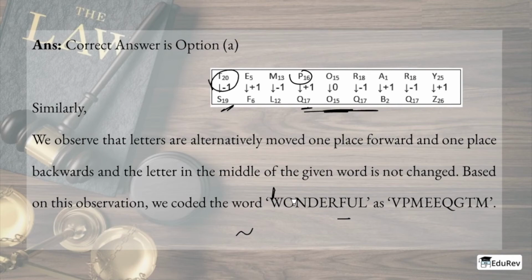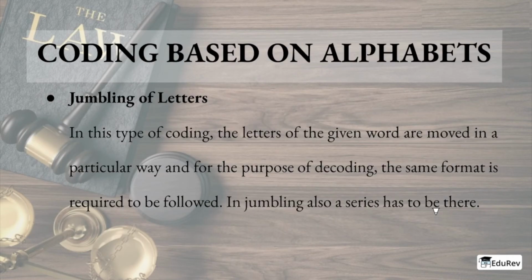Then 0, I have to do +1, then -1, then +1, then 0, then -1, +1, -1, +1. So in this exact same pattern of +1, -1 and 0, I basically have to find out what to write in place of wonderful, and that is going to be this term. So now let's move forward, and the next one is jumbling of letters.